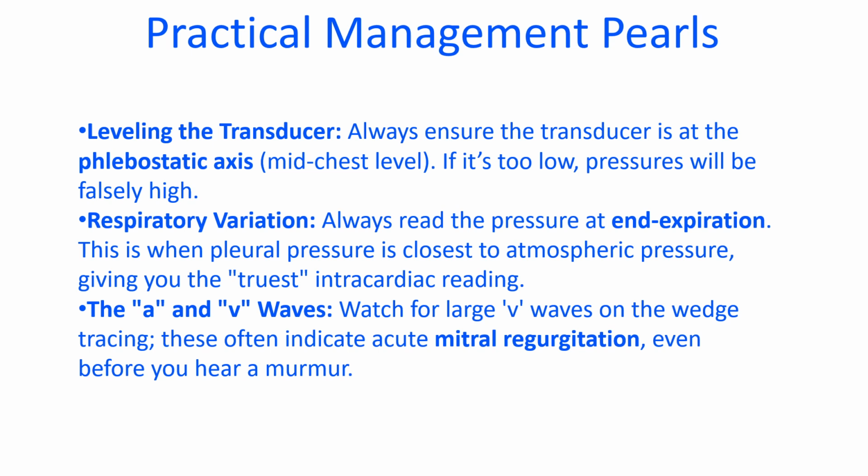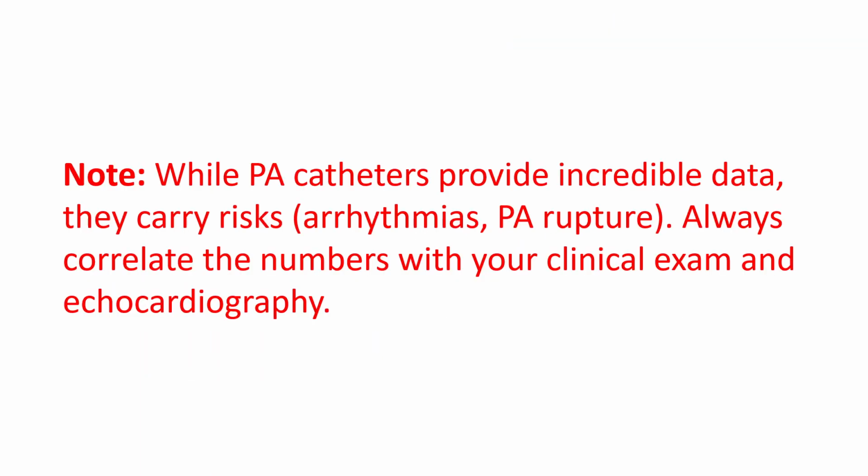The A and V waves. Watch for large V waves on the wedge tracing. These often indicate acute mitral regurgitation even before you hear a murmur. While pulmonary artery catheters provide incredible data, they carry risks. Arrhythmias, pulmonary artery rupture. Always correlate the numbers with your clinical examination and echocardiography.